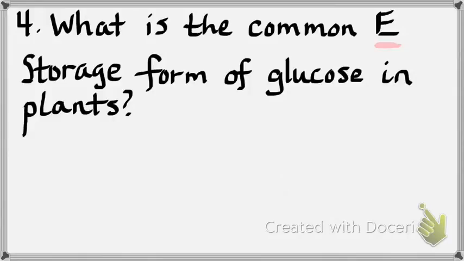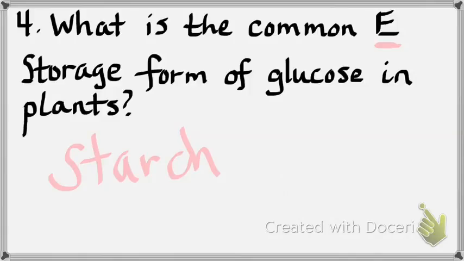What is a common energy storage form of glucose in plants? Okay, I'll give you a hint. It is a polysaccharide. Plants make it, and then they store this glucose in some plant parts like potatoes. It's starch. So they make glucose in photosynthesis, and then they make all that glucose into starch for long-term storage.